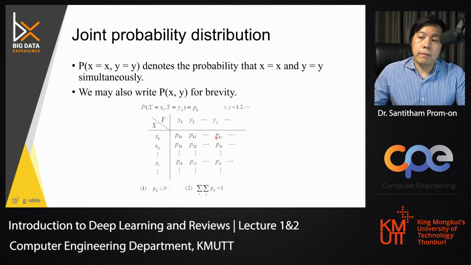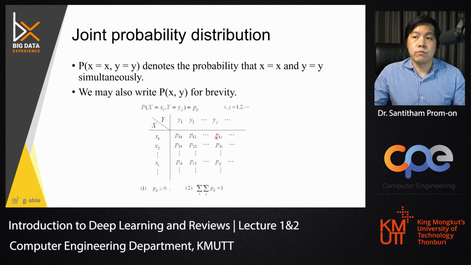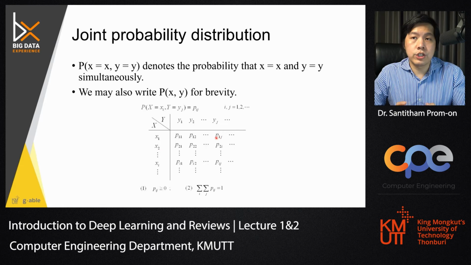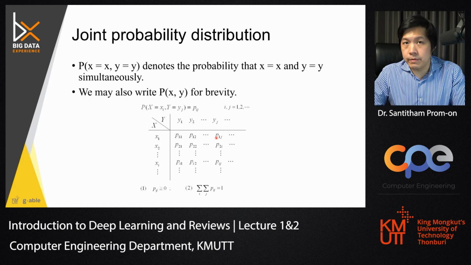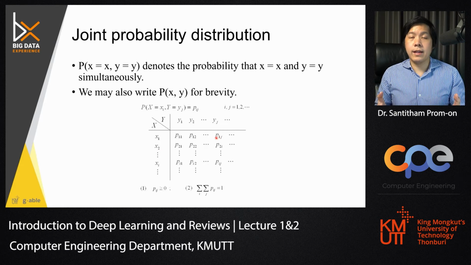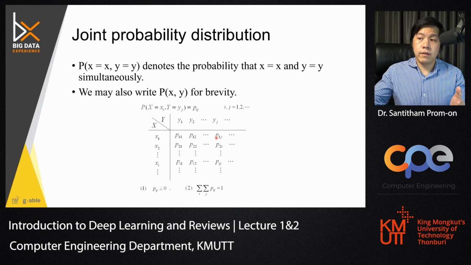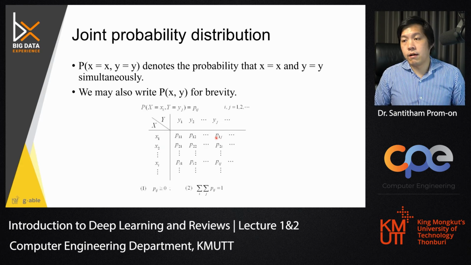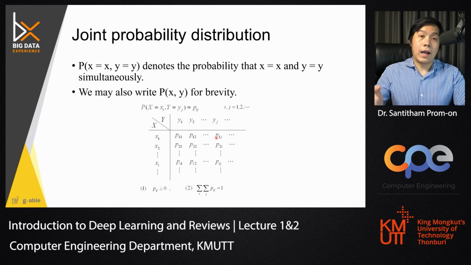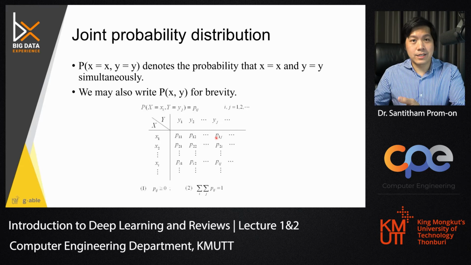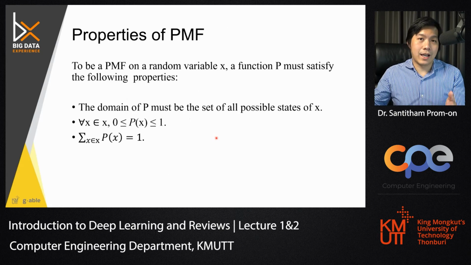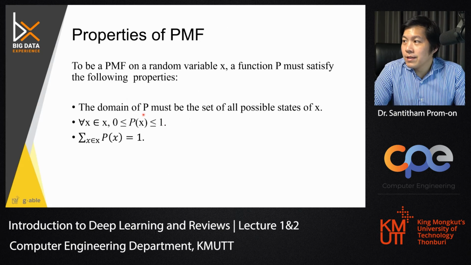With certain criteria: the probability must be more than 0, and the summation of all of these has to be 1. This is called the joint probability distribution, because it explains the chance that you observe a certain combination of X and Y, with values x and y, and the chance that it happens. That means X and Y are the random variables.